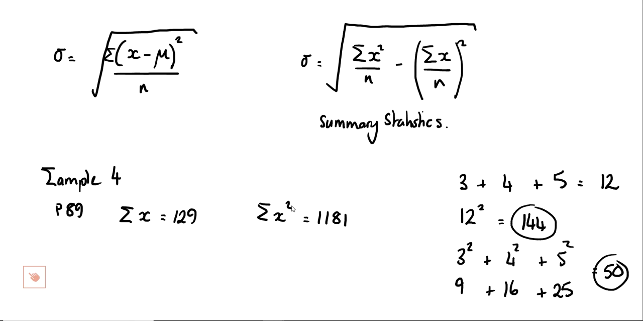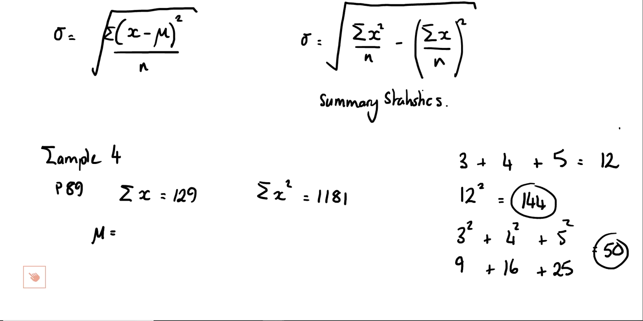But anyway, let's work out, it says find the mean and standard deviation. So we've got to find from this data the mean. So how can we do that? We've got the sum of values. So we just divide by 15, the sum of values divided by n. So that's 129 divided by 15. So the mean is 8.6. It's in the book, but you can check.